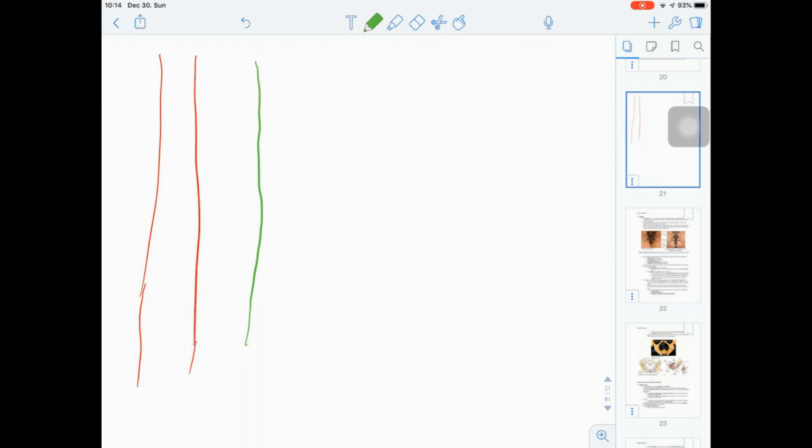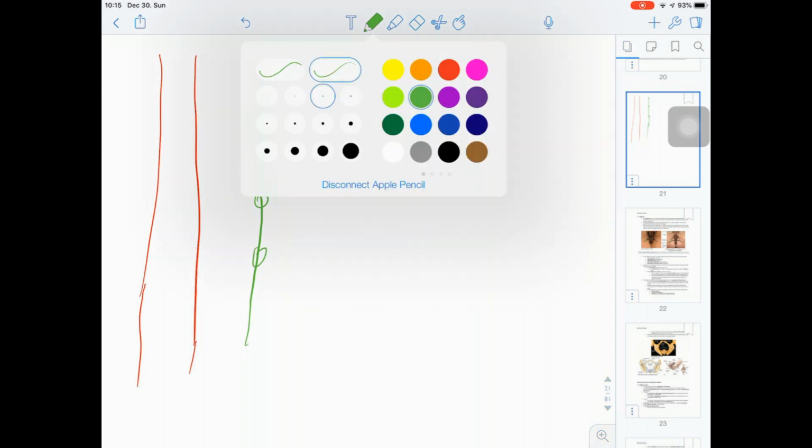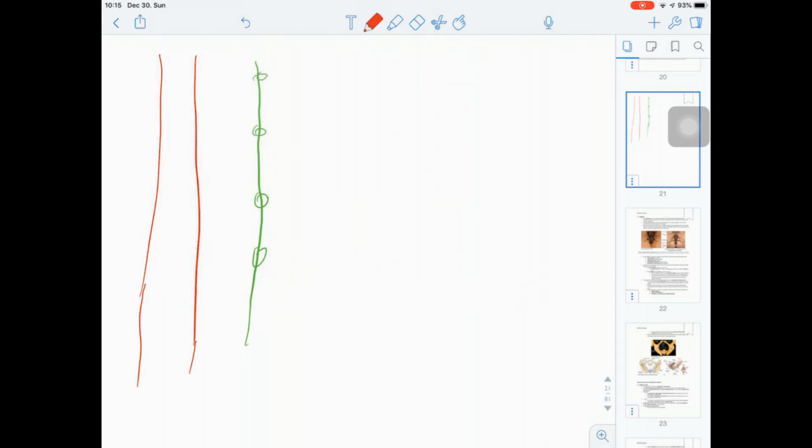So let's say here is the spinal cord. And next to it in the green color you have the sympathetic trunk with the ganglia. Then let's say here is going to be the lumbar region.